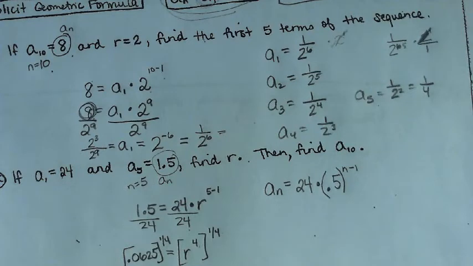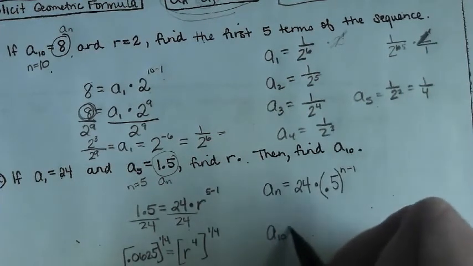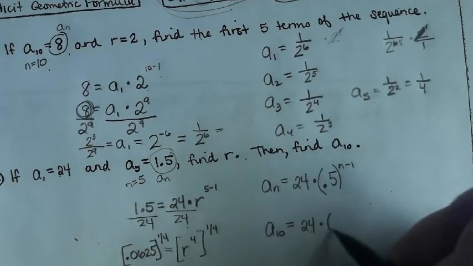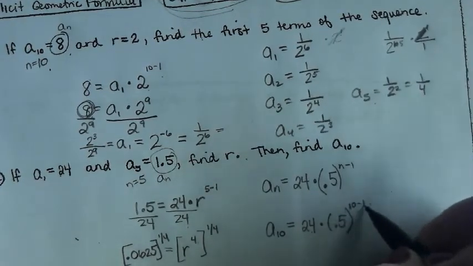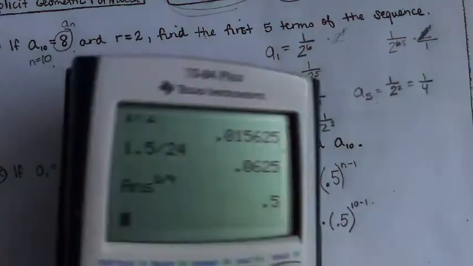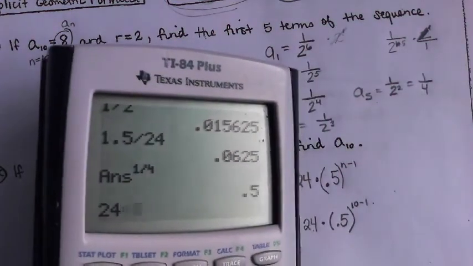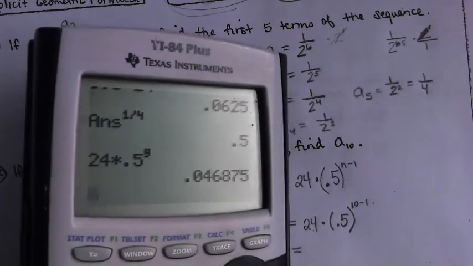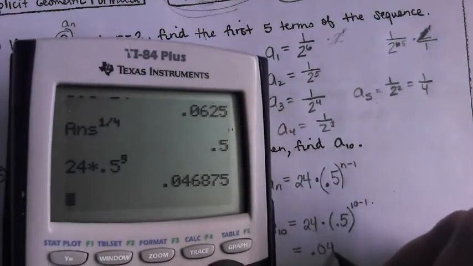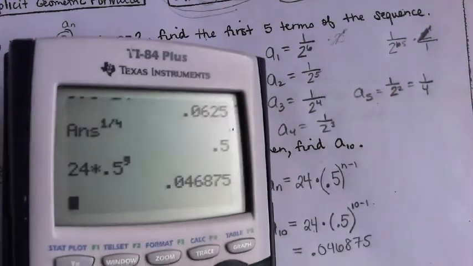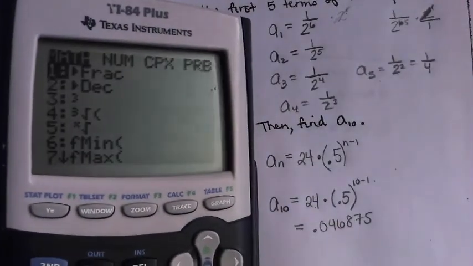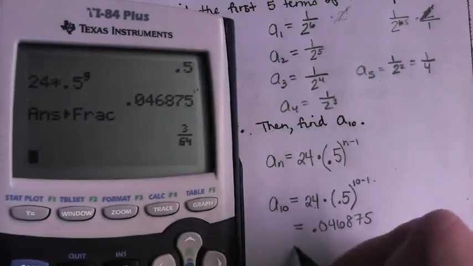If I want to find the 10th term or the 99th term, I just plug those numbers in. So if I want to find the 10th term, n is 10. So a sub 10, or the 10th term, equals 24 times 0.5 to the 10 minus 1. And you just type that into your calculator. 24 times 0.5 to the 9th power. 10 minus 1 is 9, obviously. You can do that in your head. And we get 0.046875. If these are multiple choices and the answer is in a fraction, you can just do your math and fraction button, and you'll get 3/64.